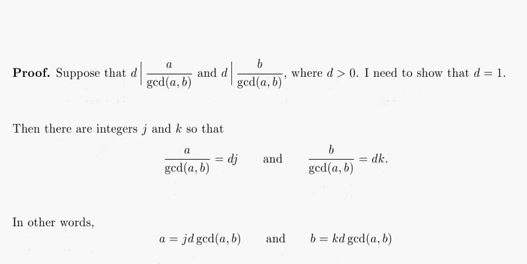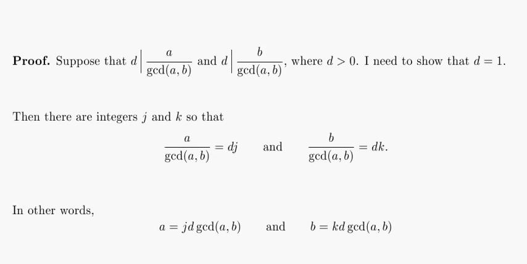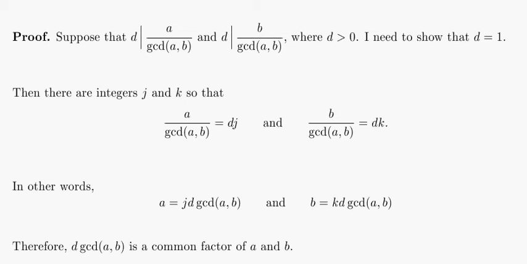So let's take these equations and write them in terms of a and b separately. Clearing out the denominators, that means that a is equal to j times d times the GCD of a and b, and likewise b is equal to k times d times the GCD of a and b. Now notice that means that d times GCD(a, b) is a divisor of a, and also d times GCD(a, b) is a divisor of b. So d times GCD(a, b) is a common factor of a and b.